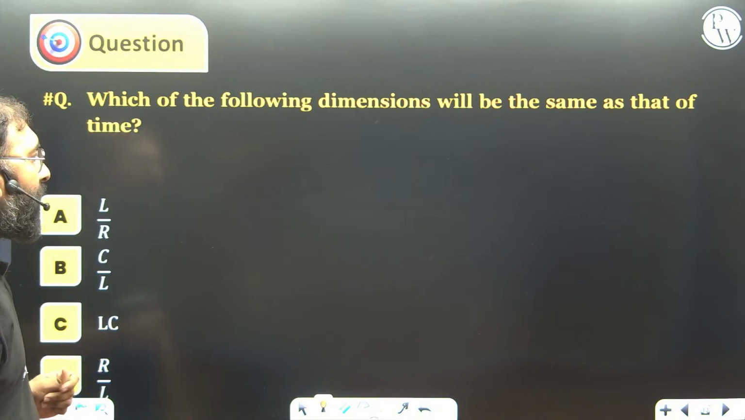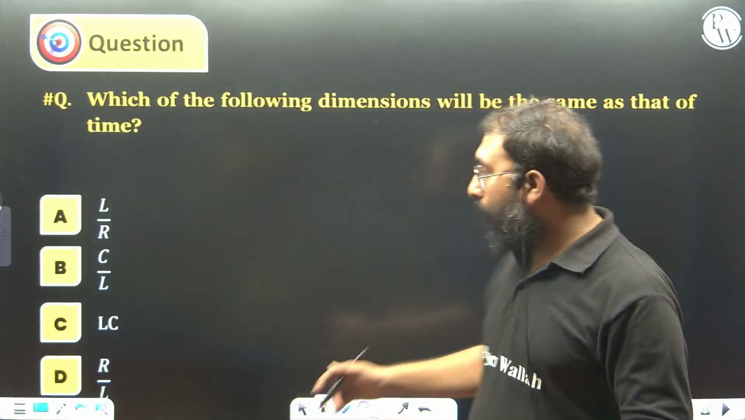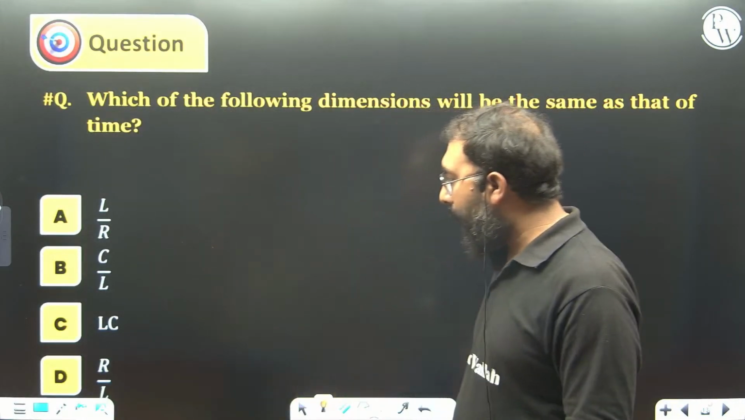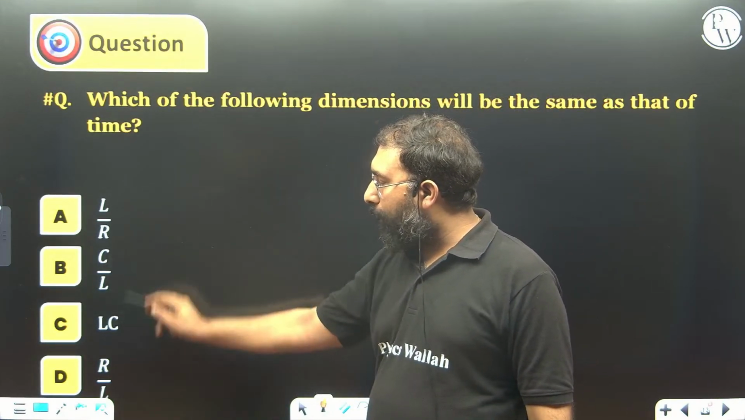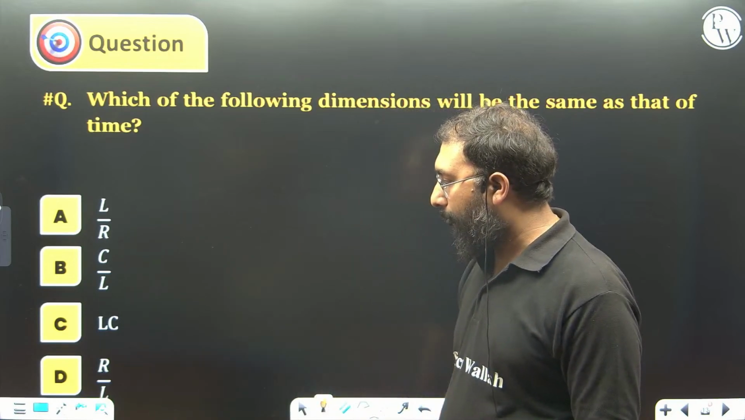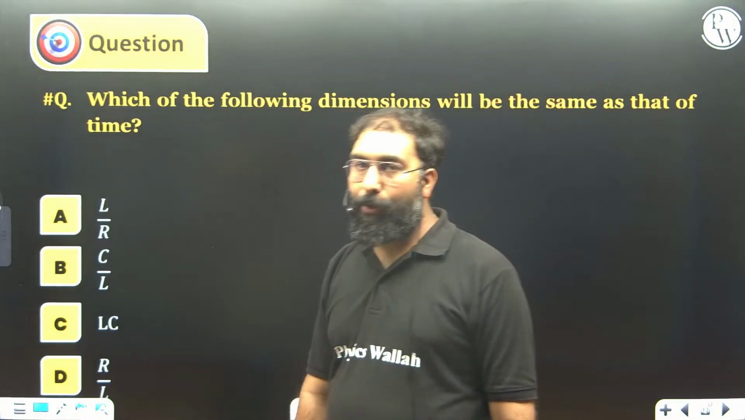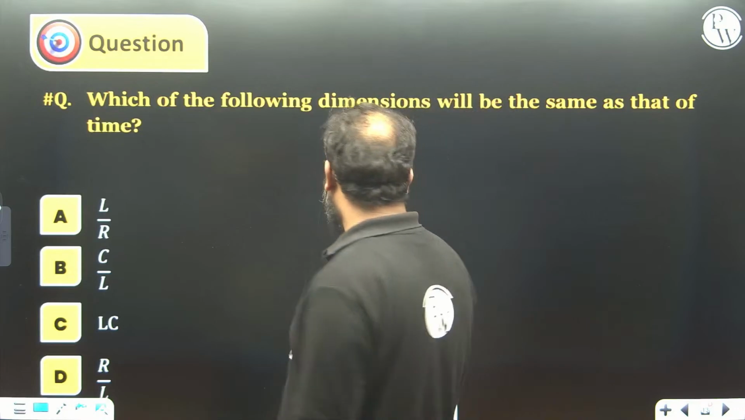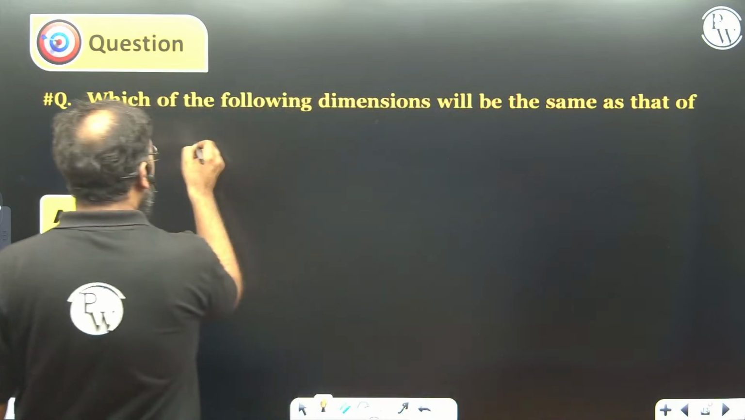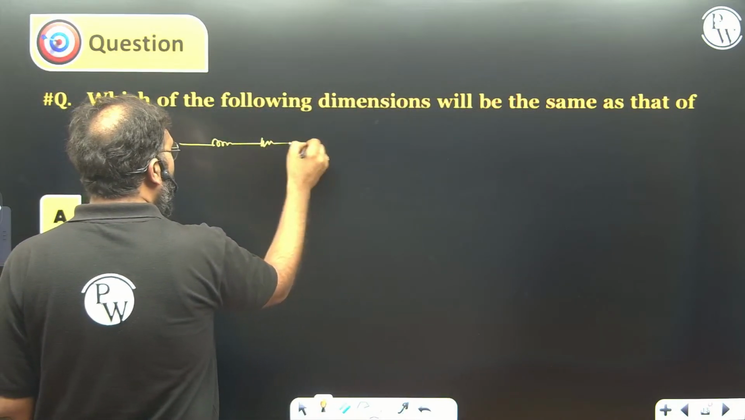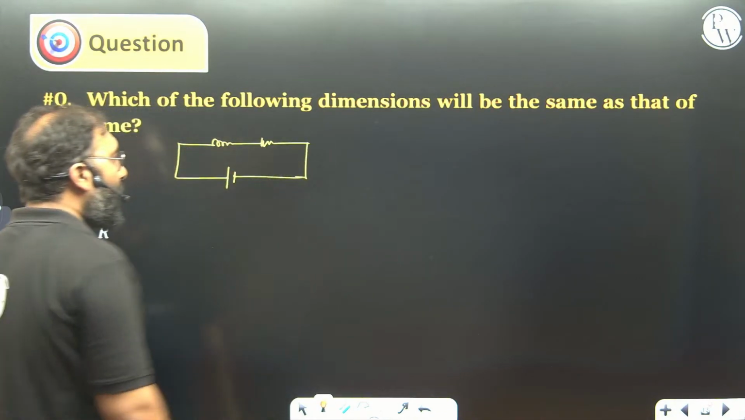Which of the following dimensions will be the same as that of time? Okay. So looking at L, R, C, L, L, C, R, L, can you draw an inference from what these quantities are representing? So these are inductance, resistance, capacitance, right? Do you remember that DC-LR circuit? In a DC-LR circuit, an inductor and a resistor are connected to a battery. Battery means DC source, okay?